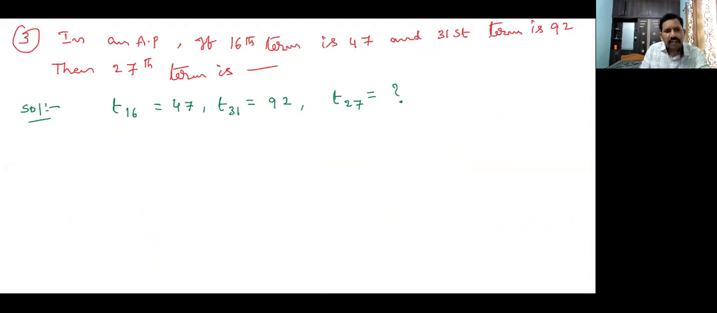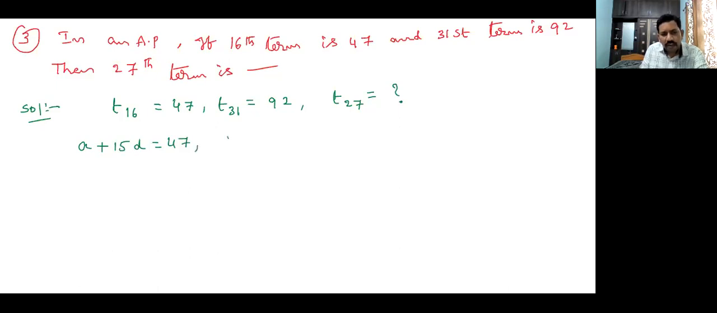T16 means how to write? They didn't give the first term and common difference. First term means A. What is the nth term formula? A plus n minus 1 into D. Here n is 16, 16 minus 1 is 15. So A plus 15D is equal to 47.